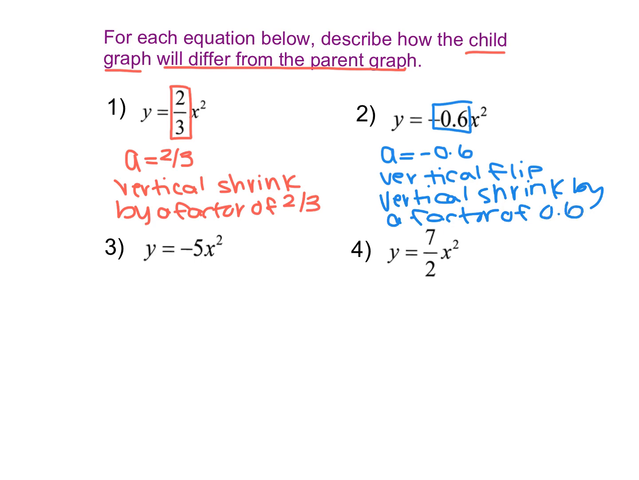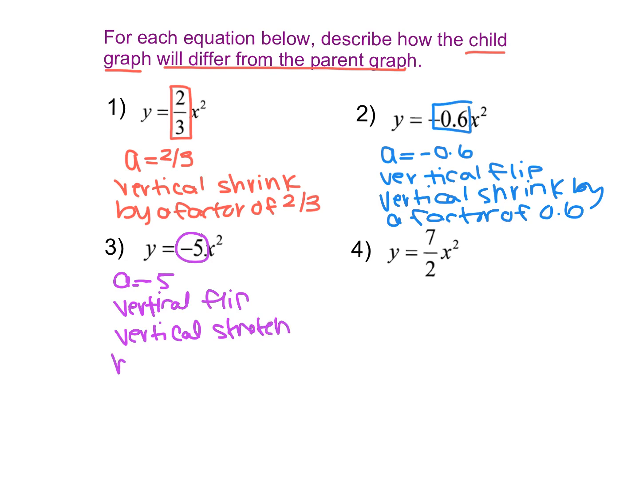In the next one, I notice that I have an A value that is equal to -5. So automatically that A value tells me that I have a vertical flip because of that negative piece. That negative makes it flip. And then because 5 is more than 1 unit away from 0, it's also going to vertically stretch by a factor of 5, and it will become 5 times as tall.